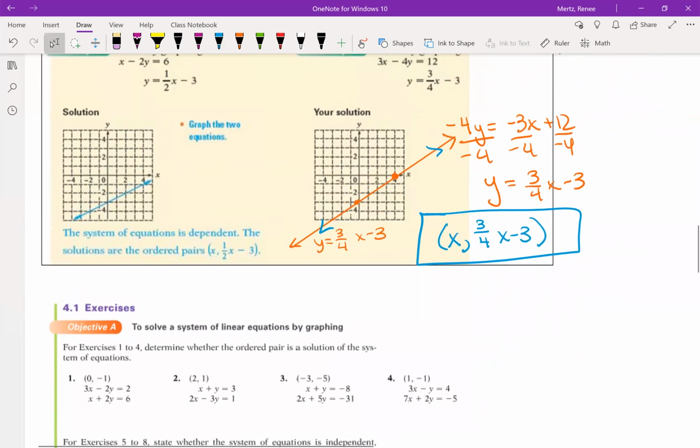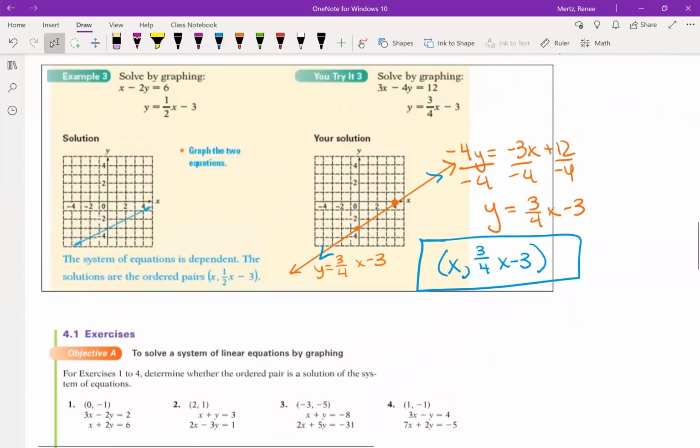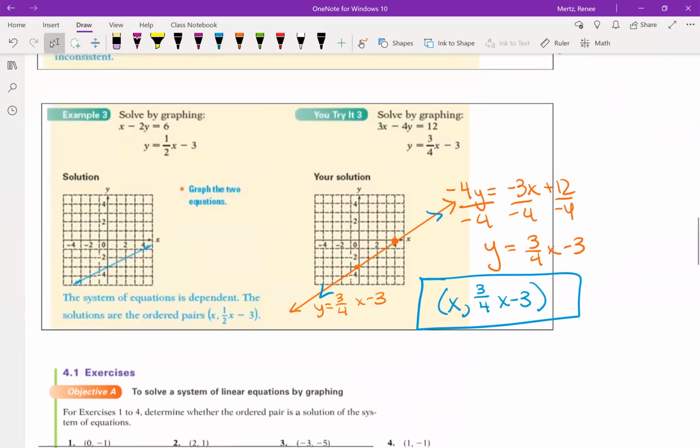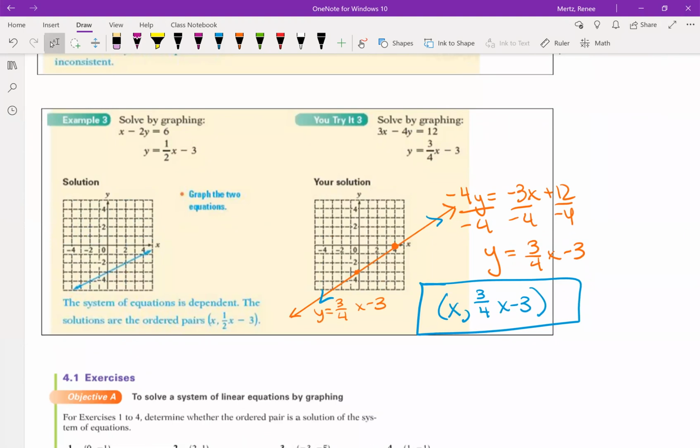All right, for your assignment, you have 6 of these to graph. They all have an intersection point. Do a quick check to make sure you're right. I put the answers at the bottom of the page. Make sure you're labeling the lines and showing the intersection point.